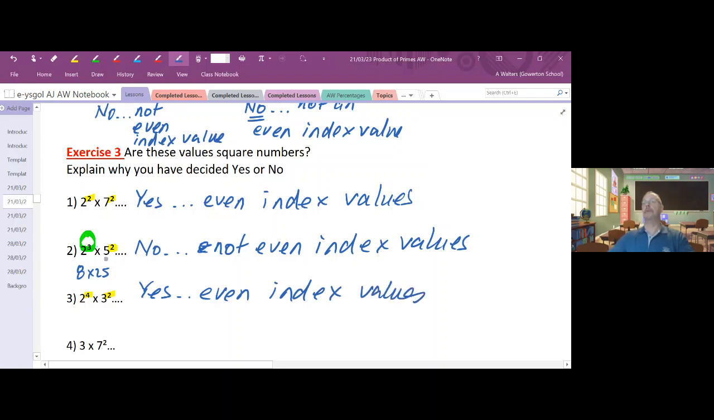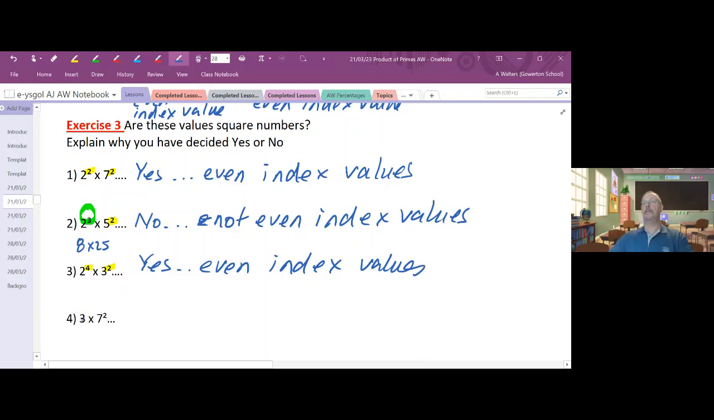And question 4, there's a 3 there. If it's not put in, it's to the power 1. That section there, 3 on its own is 3 to the power 1. Now, 7 squared has an even index value, but 3 to the power 1 does not have an even index value. No, not an even index value. So we'll move on.